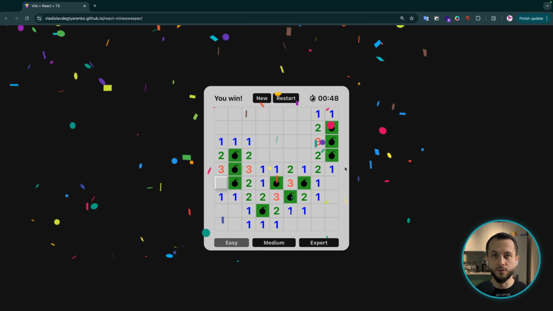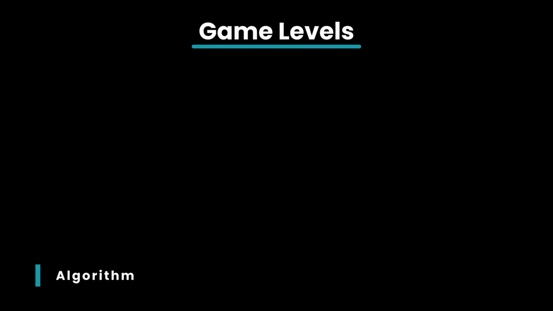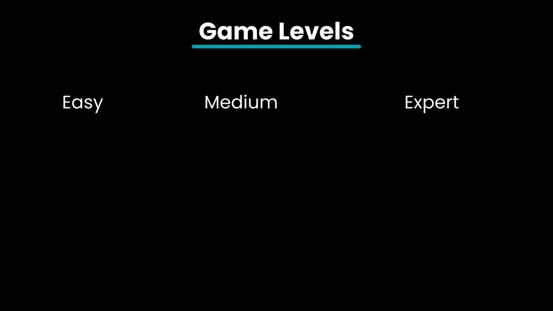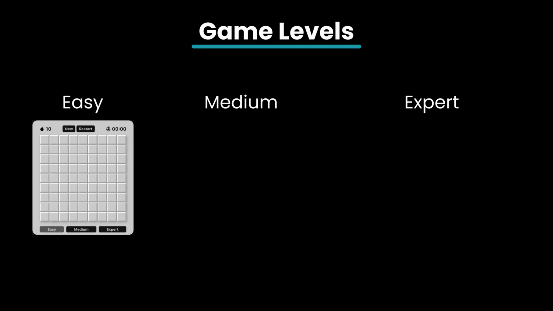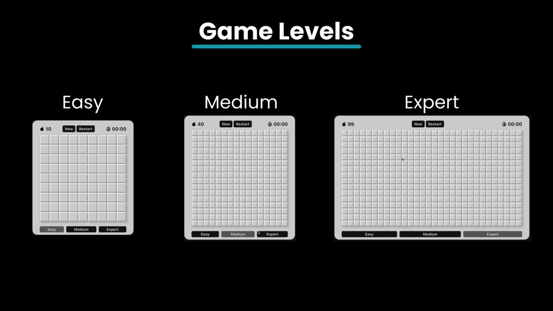And before we start building the game, let's discuss the algorithm first. The level system of the game includes 3 levels ranging from easy to expert. They differ by the game board size and the total mines on the board. So on the easy level you have 9x9 board with total 10 mines on the board. On the medium level you have 16x16 board with 40 mines on the board. And on the expert mode you have 30x16 board with 99 total mines.